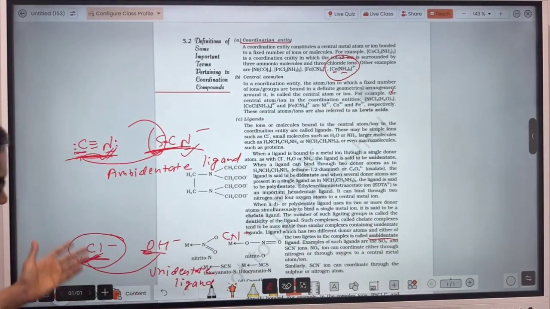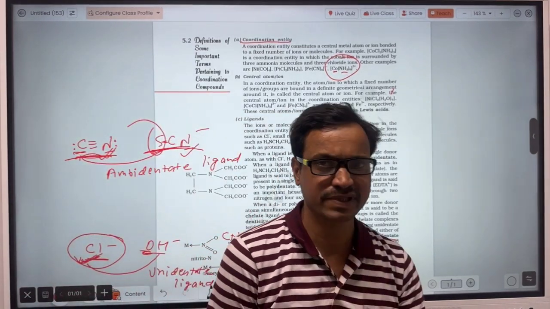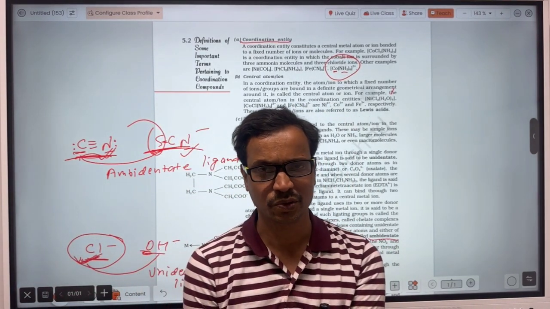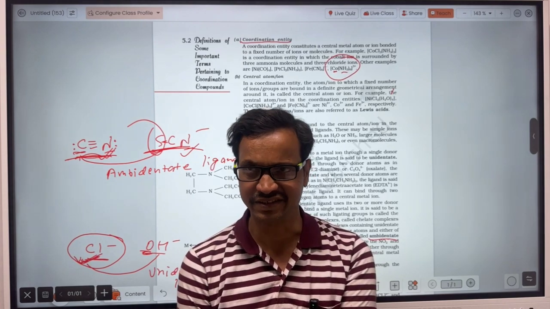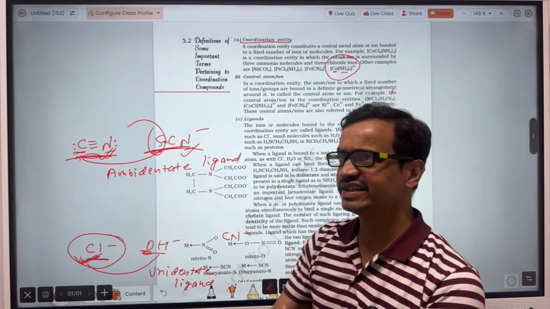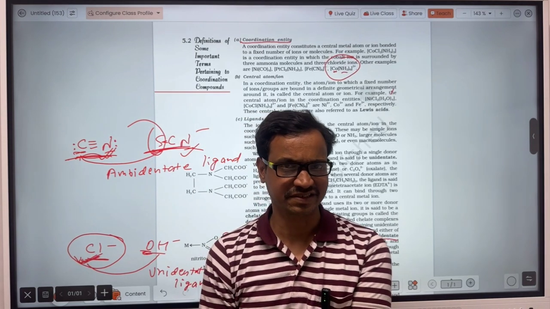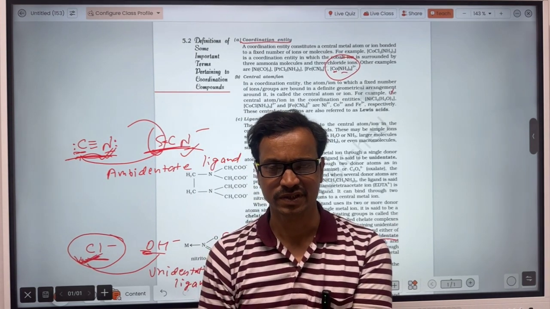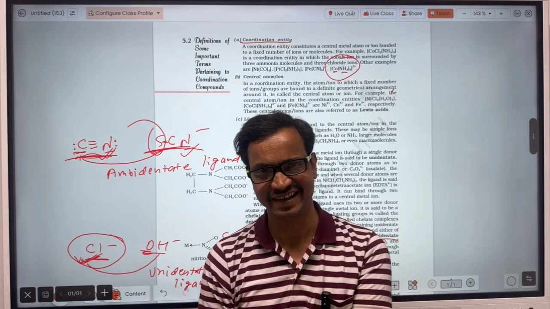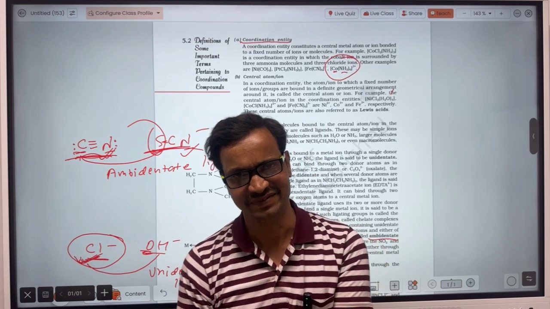Okay, so if you want to write, you may write that unidentate ligand is the ligand which contains only one donating site. Ambidentate ligand is the ligand which contains two donating sites, but at an instant only one atom will donate the electron and hence do covalent bond formation with the central atom.